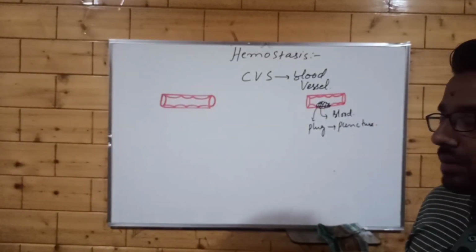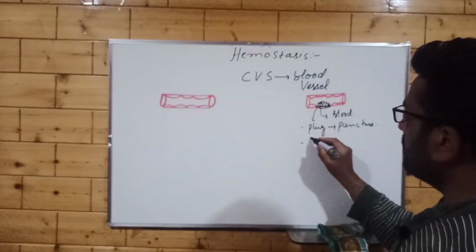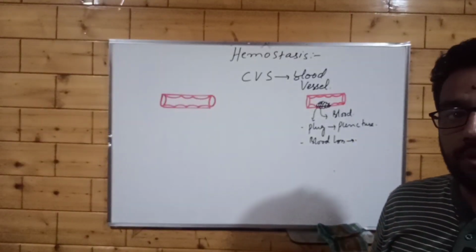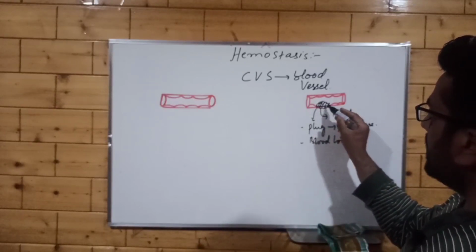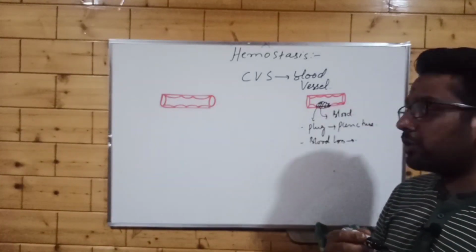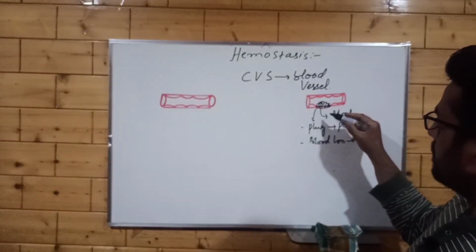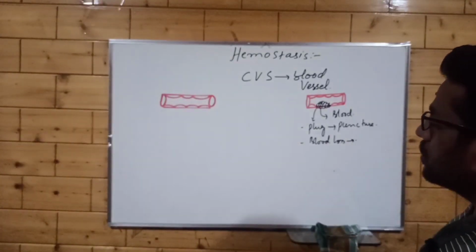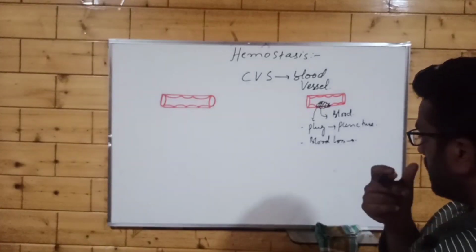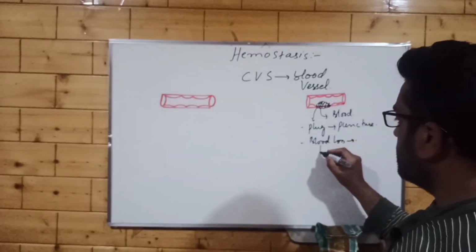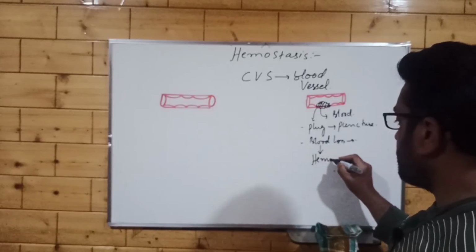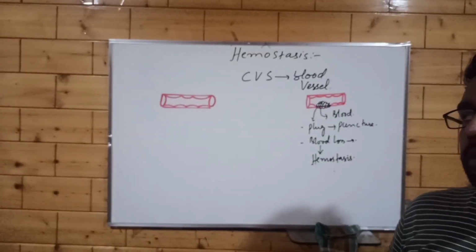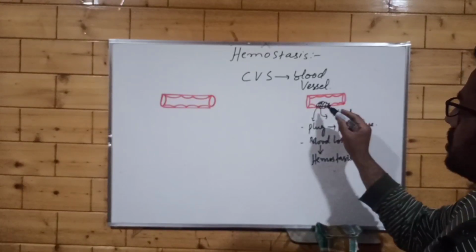And once this plugging takes place, the blood loss is limited. Blood loss stops, or we can say it is limited. So this semi-solid mass is deposited at the site of injury, at the site of the puncture, and once it is deposited there, the puncture gets plugged and the blood loss gets limited. To prevent the loss of blood, this is what is called hemostasis. That's our topic. Hemostasis means prevention of the loss of blood whenever there occurs a rupture or a puncture in the blood vessel.